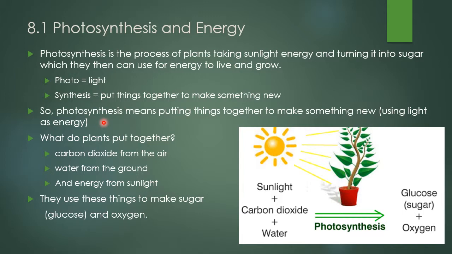So what are the things that plants need to put together to do this? They take carbon dioxide from the air, water from the ground, and energy from sunlight. So they take these things, sunlight, carbon dioxide, and water, and it goes through this reaction where those elements recombine, and out of that reaction comes glucose, a type of sugar, and oxygen.